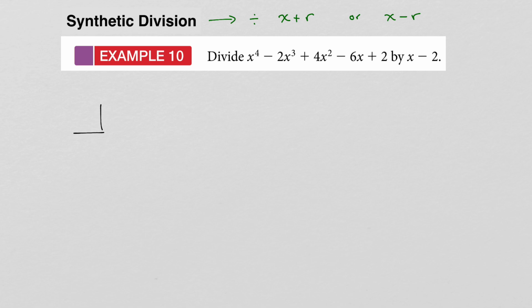For the part that you're dividing by, in this case, x minus 2, what you're going to do is take the opposite of the number you see here and put that number in this box. So I see a negative 2 here, right? I'm going to put a positive 2 in the box.